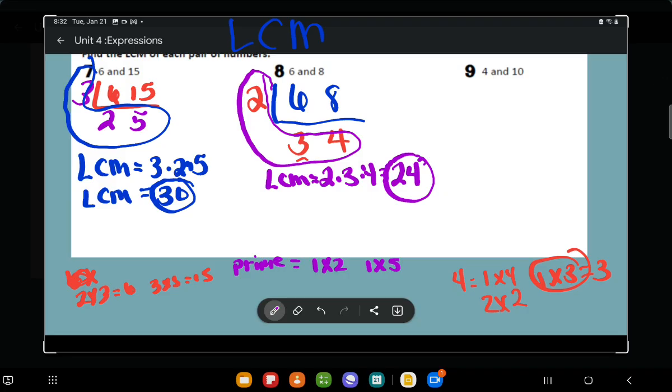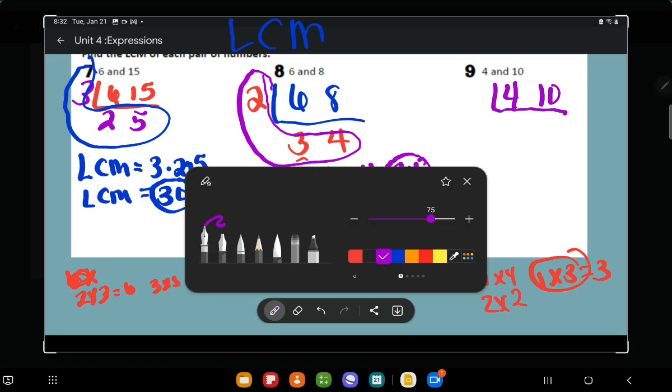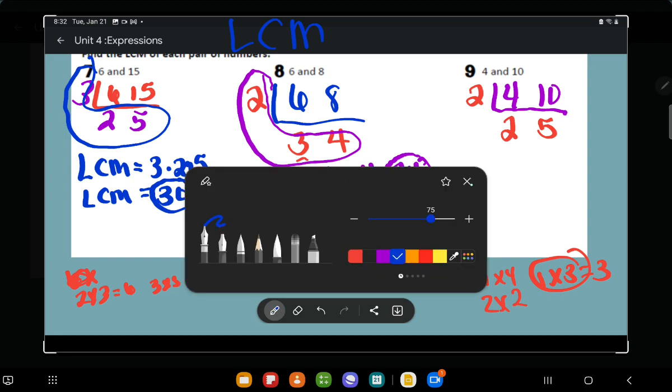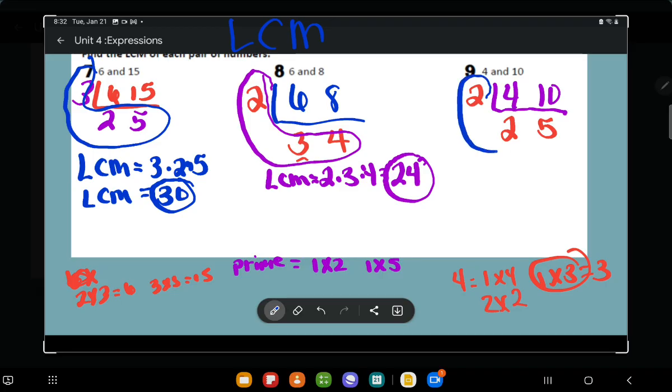Okay, and the last one, we have 4 and 10, and we're finding the least common multiple. The only thing they have in common is 2 because they're both even. 4 divided by 2 is 2. 10 divided by 2 is 5. 5 is prime, 2 is prime, so I can stop. Then I just multiply the numbers around the ladder. So 2 times 2 times 5. 4 times 5 is 20. So the least common multiple would be 20.